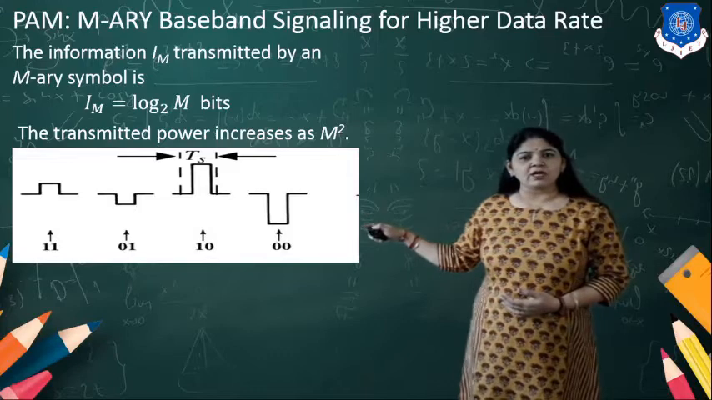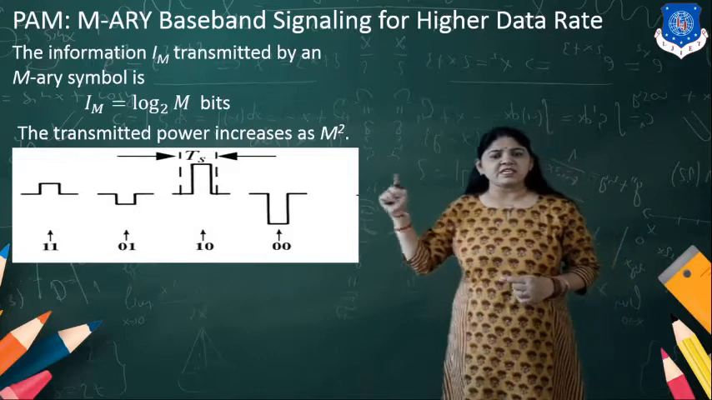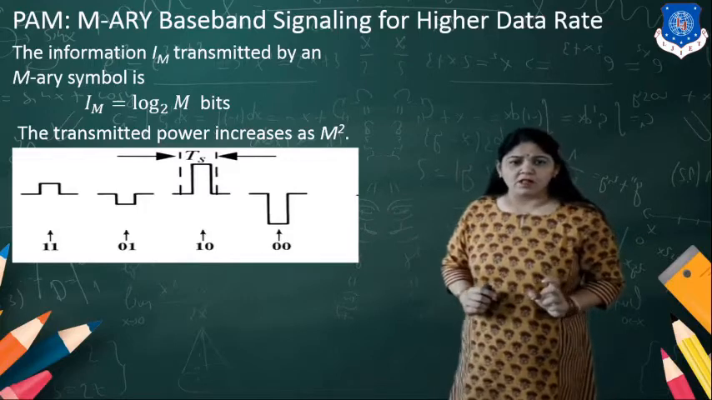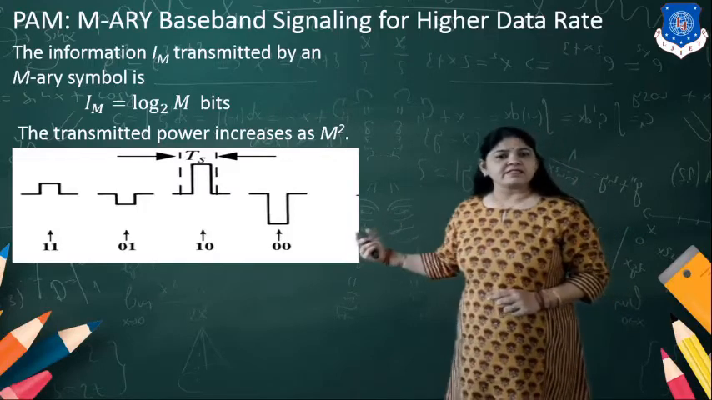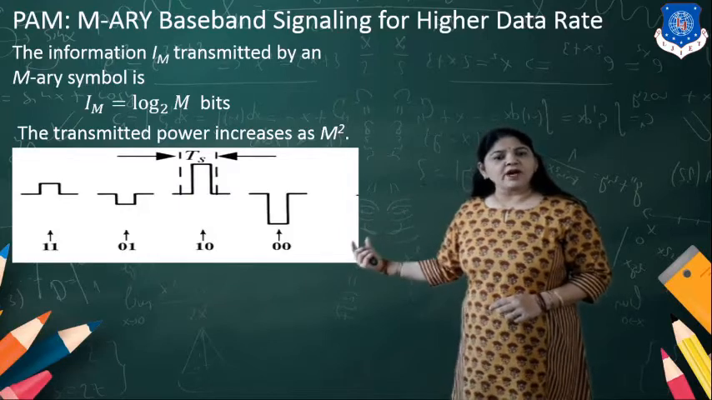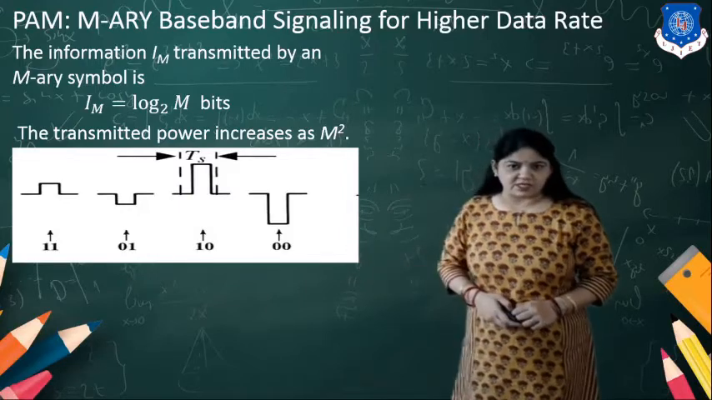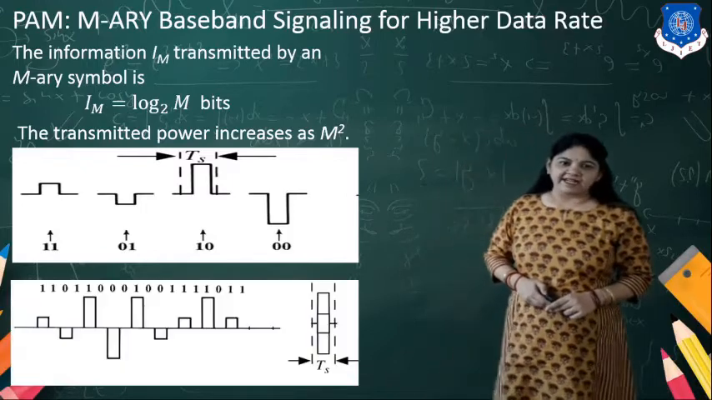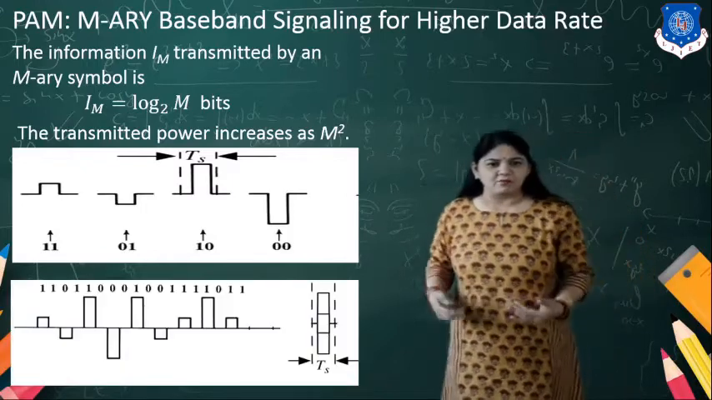So here, instead of transmitting 1 by 1 bit, we have a symbol. So it is 1 1, that is one symbol, 0 1, 1 0, 0 0. So this way we can transmit the data in the form of symbols.